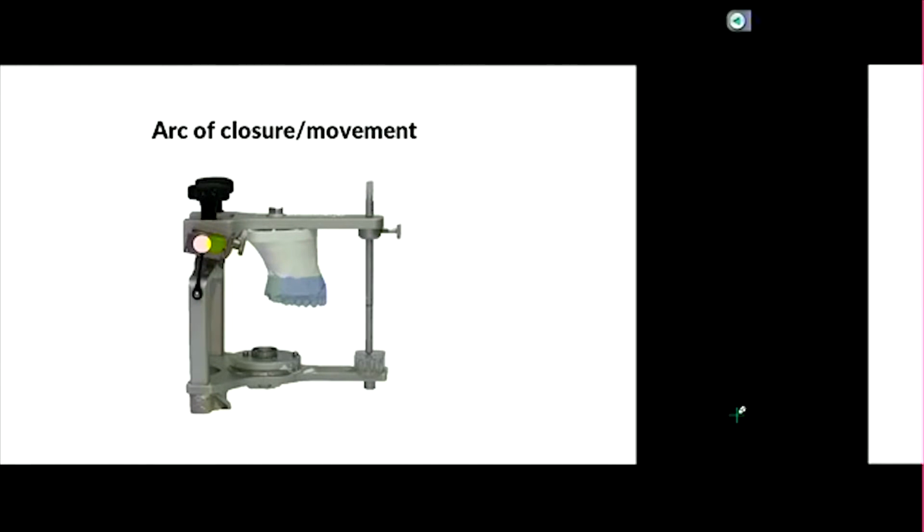Okay, so let's talk about the arc of closure / movement. Remember we talked about the distance from the hinge to, let's say, your teeth. That is important because it affects where our teeth move as we go in protrusive or lateral. In lateral, one condyle rotates, the other translates.